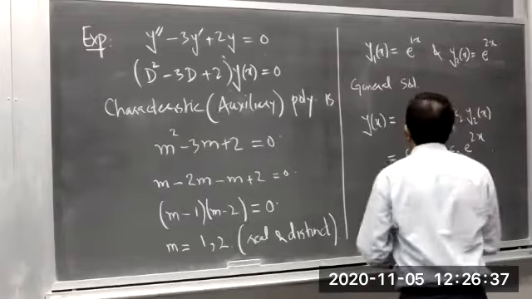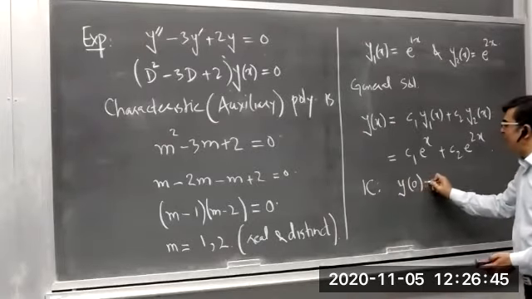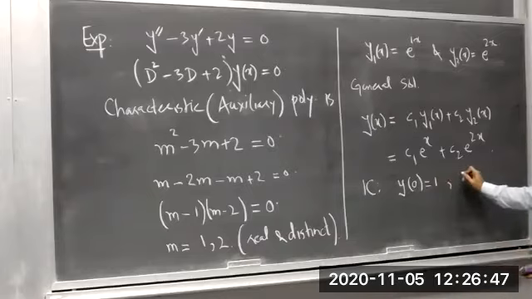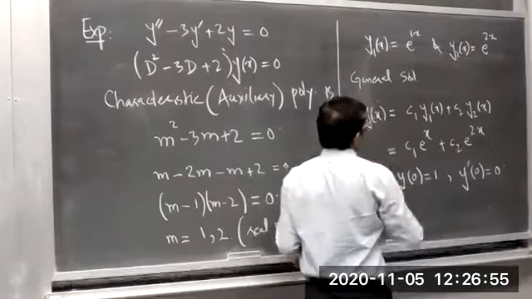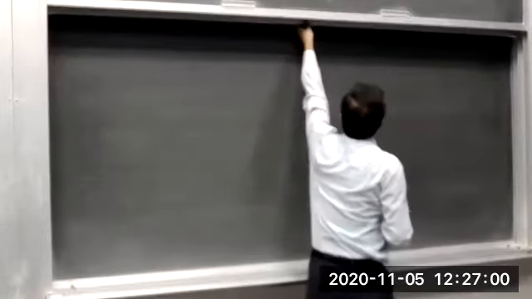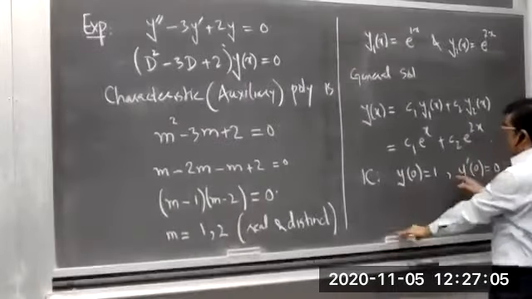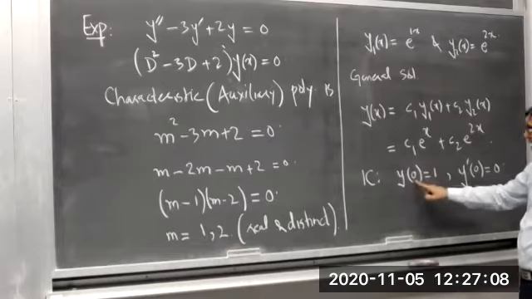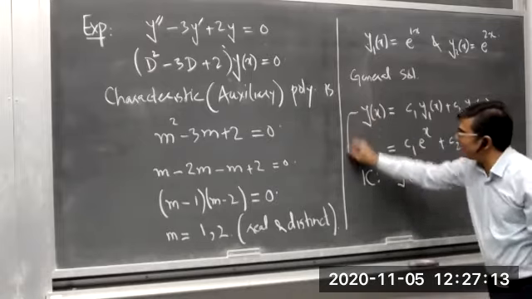Yes, if we want to find these C1 and C2, then we must have initial conditions. For example, the initial conditions are y of 0 is equal to maybe 1 and y dash of 0 is equal to 0. Maybe these two initial conditions are given. Then how to find these constants? In order to use these initial conditions, what do we need? We need y at 0 is equal to 1 and y dash at 0. So we need to find its first derivative.